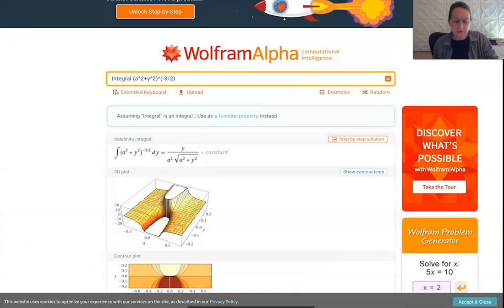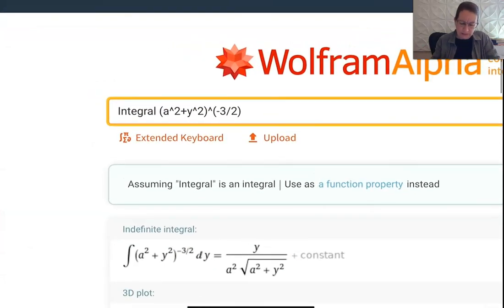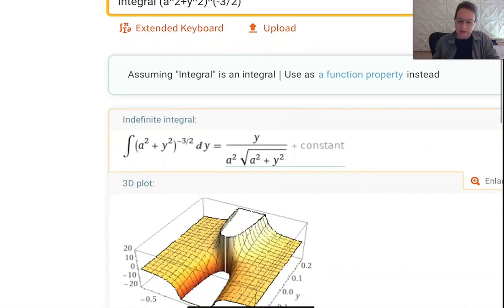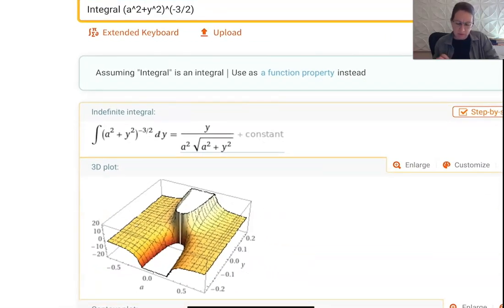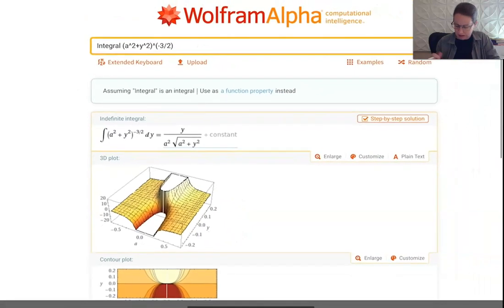I've gone to Wolfram Alpha, and you can see that I've typed in, I want the integral of a squared plus y squared raised to the minus 3/2 power, right, because it's 1 over 3/2. And just so I know that it's the right one, Wolfram rewrites this for me. It's there. And then this is the value. So it's y divided by, they did the indefinite integral because I didn't give the limits of integration. So that's the expression. So we're going to put that in and just copy that straight over.